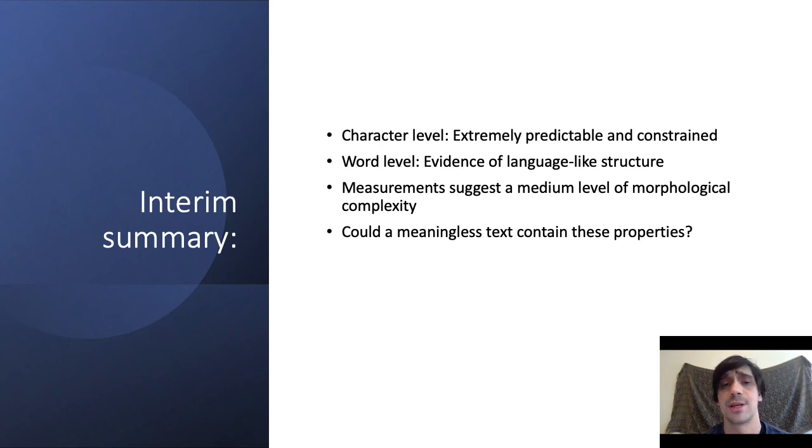And so the question is, could a meaningless text contain all of these properties, contain this structure? If Voynich is gibberish, how is it constructed in a way that preserved what we'd expect of a natural language text?